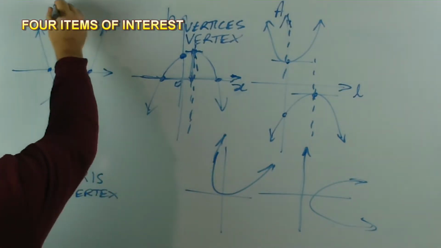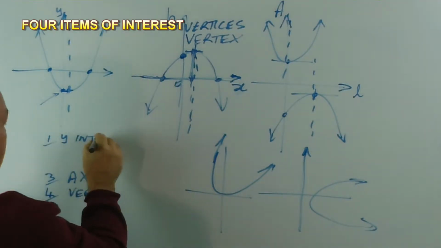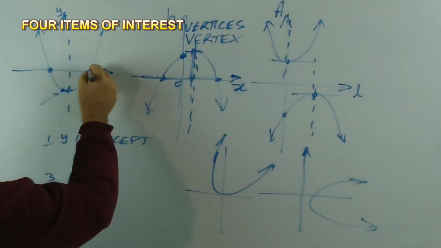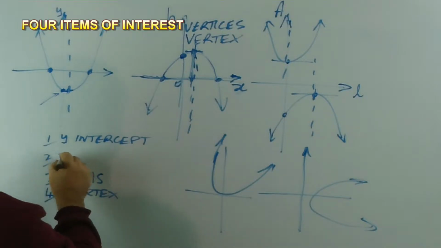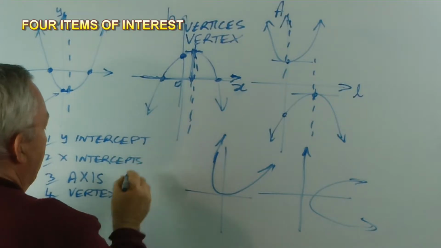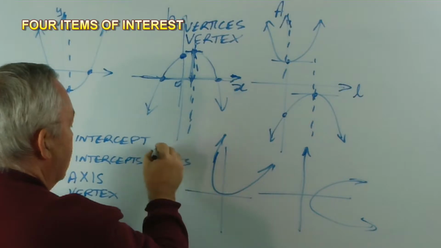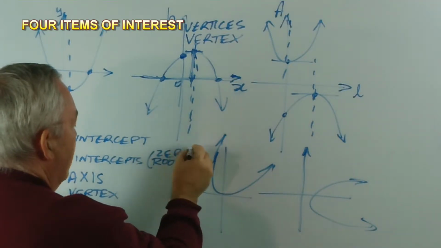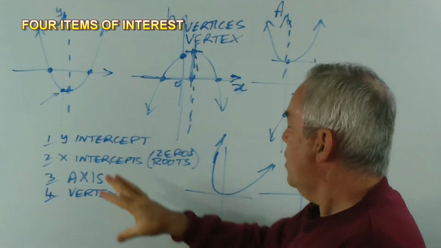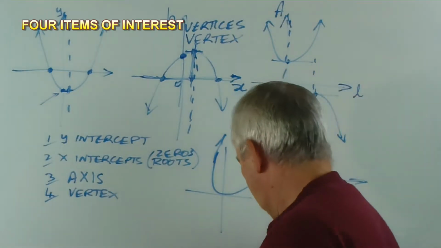The one where it cuts the y-axis we call the y-intercept. And the ones where it cuts the x-axis we call the x-intercepts, which correspond to what we call the roots, or sometimes the zeros of the quadratic equation. Now, these are the four things that mathematicians are interested in. Let's go through them again in red.